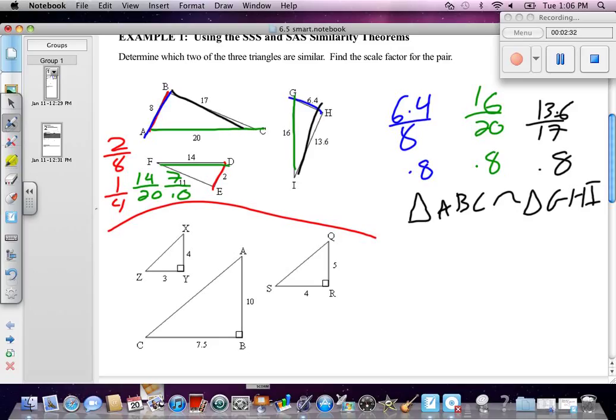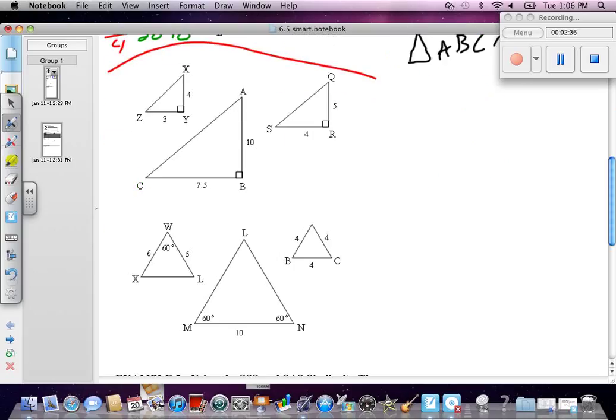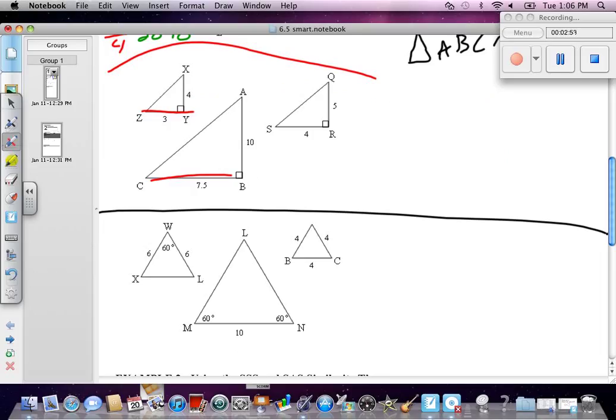Okay, let's look at the next one. We're looking at these first three above the black line right there. So, what do you think we're using? Side-side-side, or side-angle-side? Well, they all have a 90-degree angle, so I know I'm good there. So I've got to decide if the sides are proportional. Let's try the little one and the biggest one together. 3 over 7.5. Let's just divide and see what we get. 3 divided by 7.5 gives me 0.4. Now let's look at 4 over 10 and see if we get the same thing. And we do.